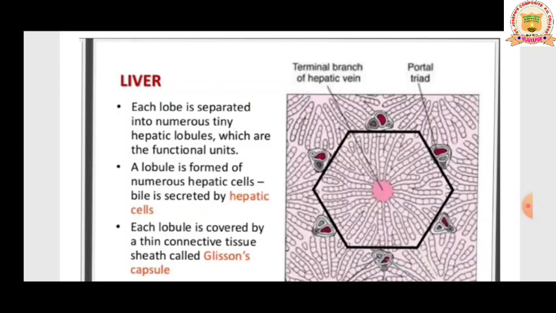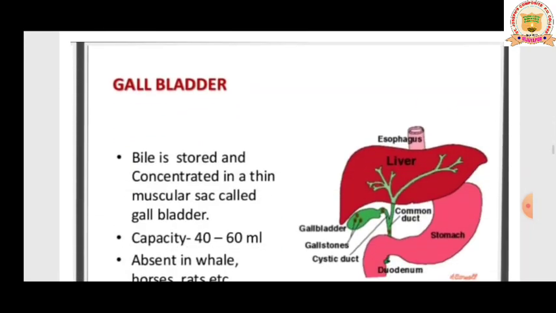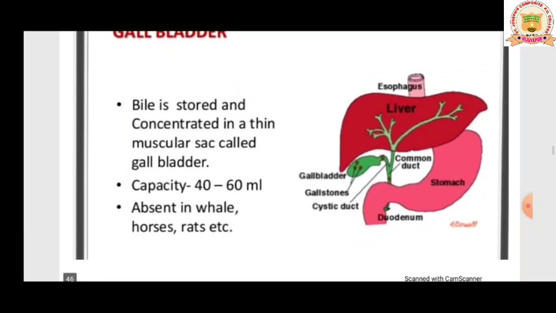Bile contains pigments called bilirubin and biliverdin. It also contains certain salts like sodium glycocholate and sodium bicarbonate. Bile is carried from the gallbladder to the duodenum by the bile duct. Now comes the gallbladder. After the liver, we are going to study the gallbladder. The bile is stored and concentrated in a thin muscular sac called the gallbladder.